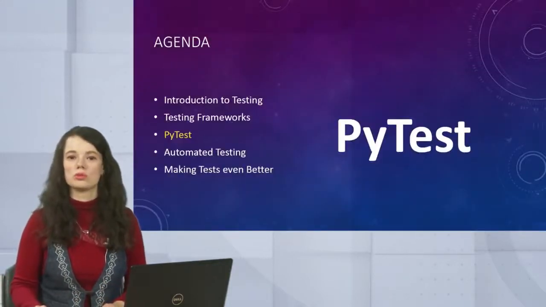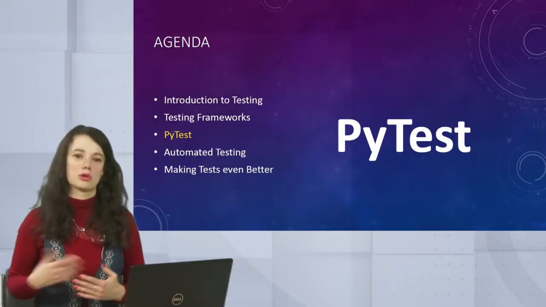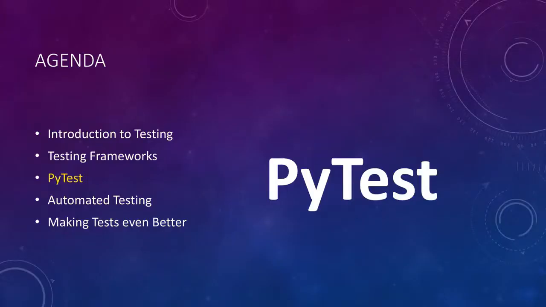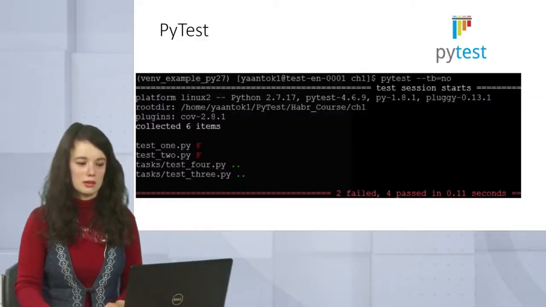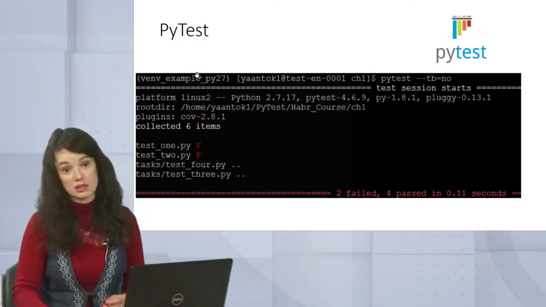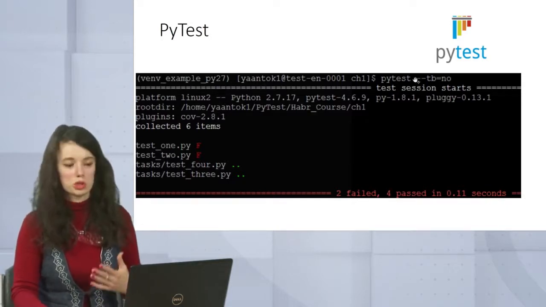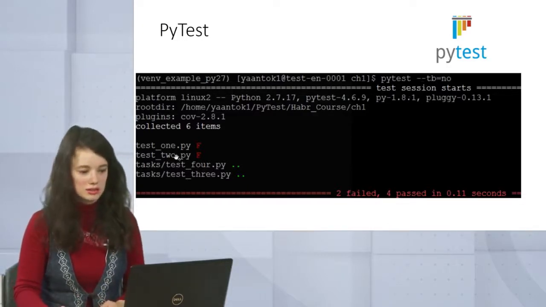Now we are moving to the main framework of testing in Python, as it refers to data science. It's PyTest. You run PyTest in the command line, and there you can see how it runs. You can see that there is a virtual environment called event-example27. We run PyTest with the option tracing by false, and we can see that there are some items which were collected.